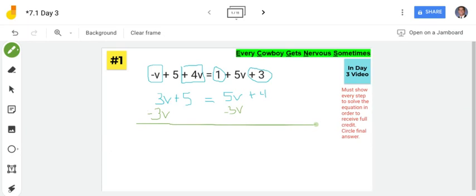Draw the horizontal equal sign across the problem. These 3v's cancel. 3v minus 3v, that's 0. So on the left side of the equation, I'm only left with this 5. I will bring it straight down as well as my equal sign. It gets brought straight down. Now I have 5v minus 3v, that is 2v. And I bring this plus 4 down as well.